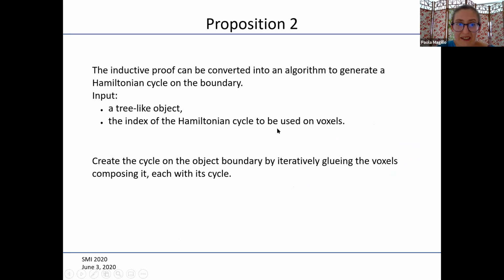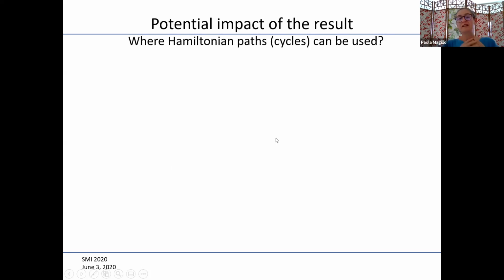Okay, now the same inductive proof can be converted into an algorithm to generate a Hamiltonian cycle. Just we give the object and the index of the cycle to be used. And we start from one voxel with the cycle on it, and then we iteratively attach voxels with the corresponding cycles. And okay, this is rather theoretical, but one can say, well, what is the potential impact of these results?